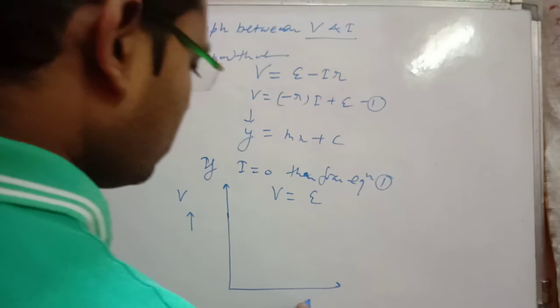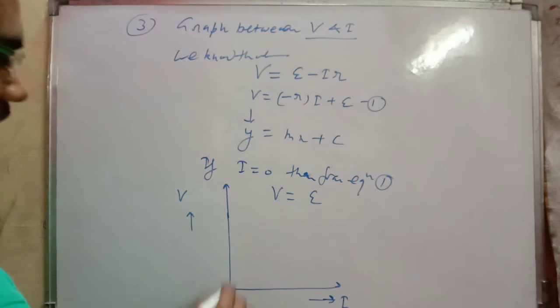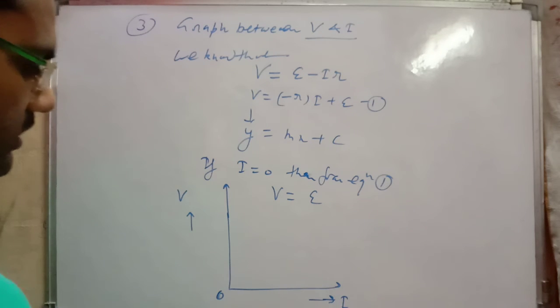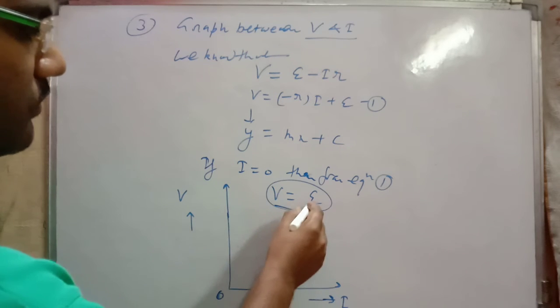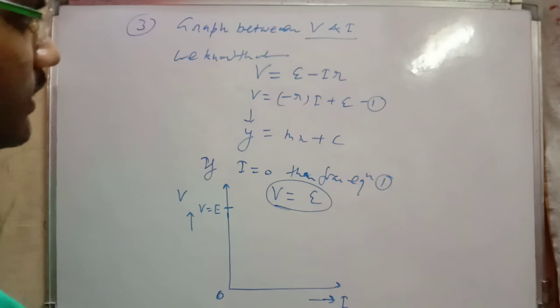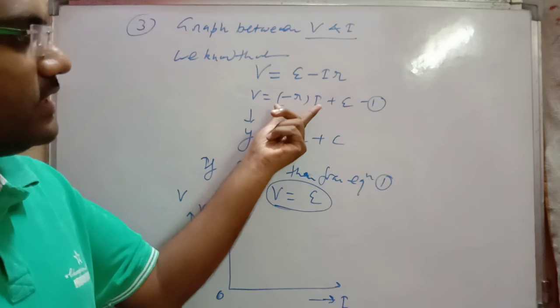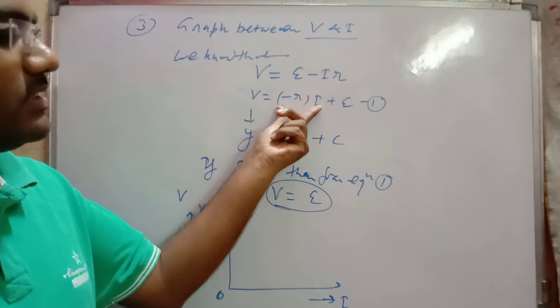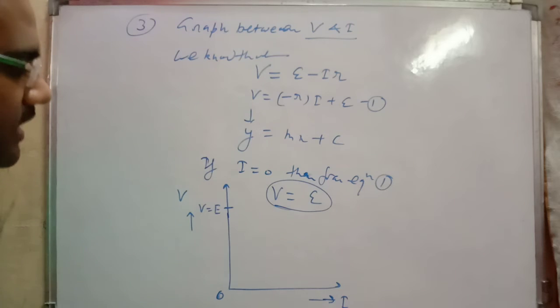This one is the V, this one is the I. So now if I is equal to 0, this one is the origin. At origin I is equal to 0. If I is equal to 0, then V is equal to E. So now here V is equal to E. Now from this equation it is clear that if R increases, then this negative value increases. If this negative value increases, then V decreases continuously.